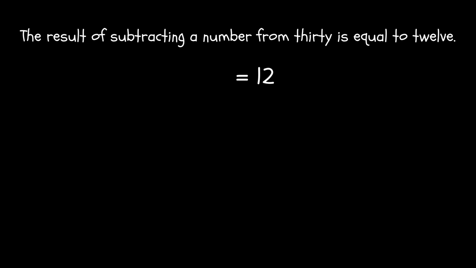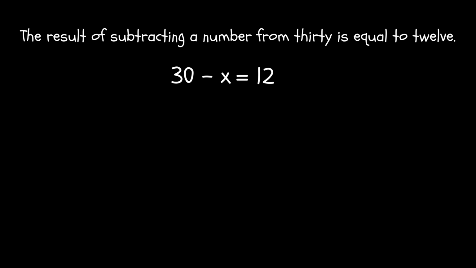Subtraction. Now, a number from 30. So "from" means we will be subtracting: 30 minus x, which is the variable. Now we have our equation ready to be solved.